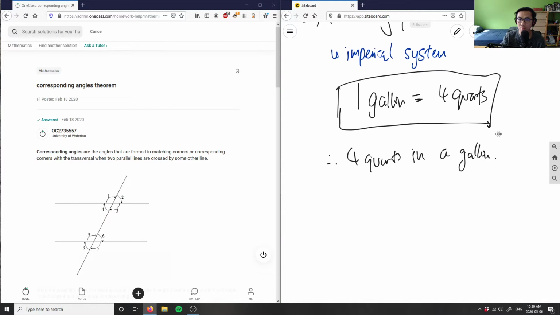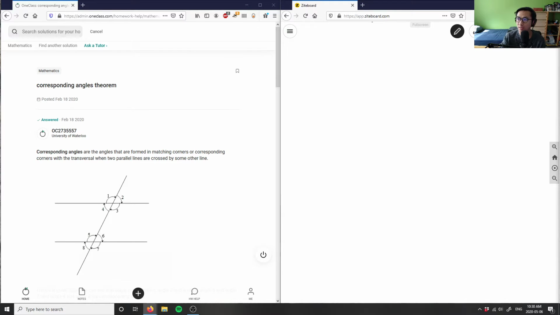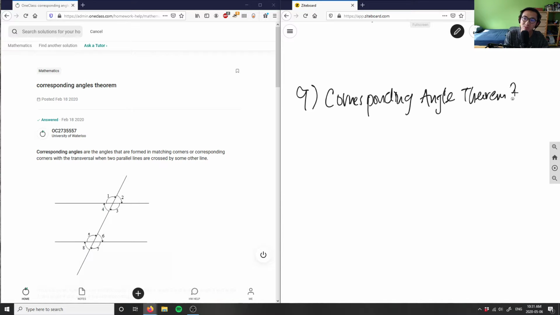All right, number 9. It's asking a question about corresponding angles theorem. Maybe it's asking what is the corresponding angles theorem, or define the corresponding angles theorem. They didn't really ask a question here. Corresponding angle theorem. And again, with geometry questions here, they drew a line here. They drew a visual for us to figure this out, which is perfect.